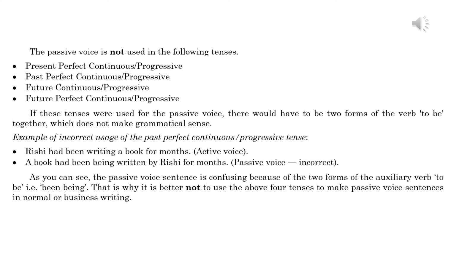Example of incorrect usage of the past perfect continuous or progressive tense. Rishi had been writing a book for months. Active voice. A book had been being written by Rishi for months. Passive voice. Incorrect. As you can see, the passive voice sentence is confusing because of the two forms of the auxiliary verb to be, i.e. being. That is why it is better not to use the above 4 tenses to make passive voice sentences in normal or business writing.